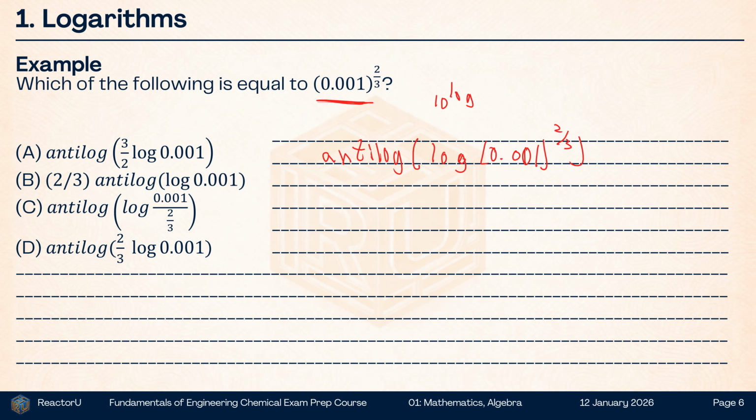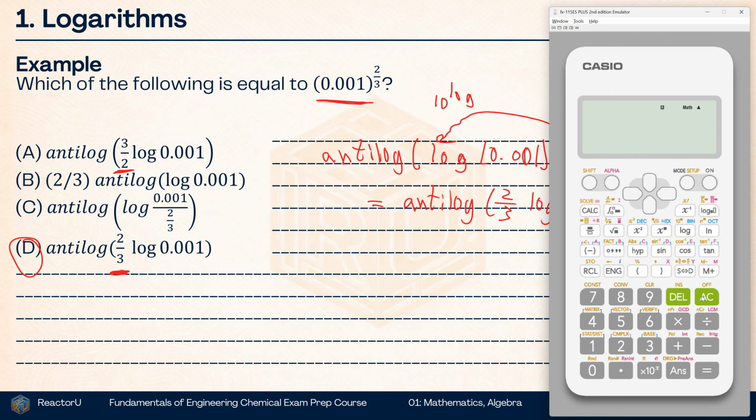So now what we can do is that we can take this 2 over 3 outside. So what we will end up with is anti-log of 2 over 3 log 0.001. So we can see that this answer is D. And be careful from answer A, because answer A is just flipped. The fractions just flipped, but the other values are the same.